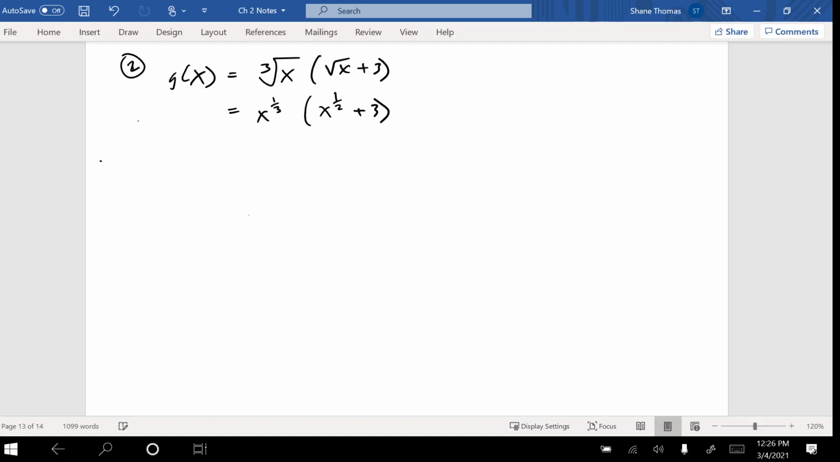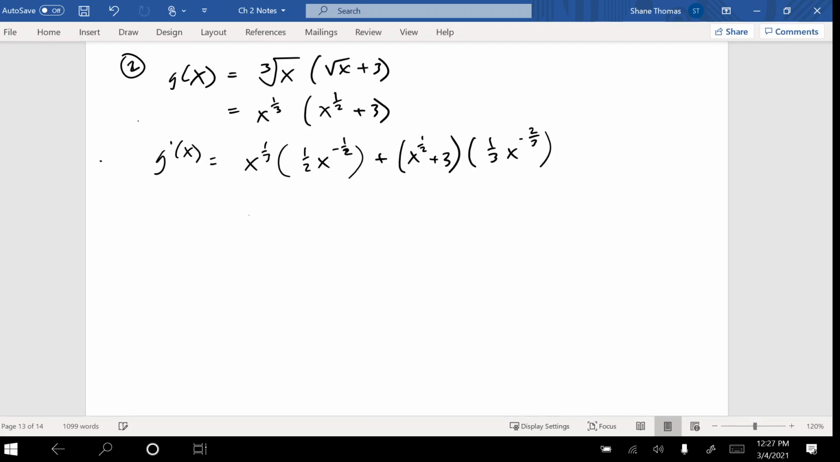All right, so g prime of x. The derivative of the first times the second, 1/2 x to the negative 1/2, plus x to the 1/3 times the derivative of the second, x to the 1/2 plus 3, which is 1/3 x to the negative 2/3. Okay, now we have to simplify.